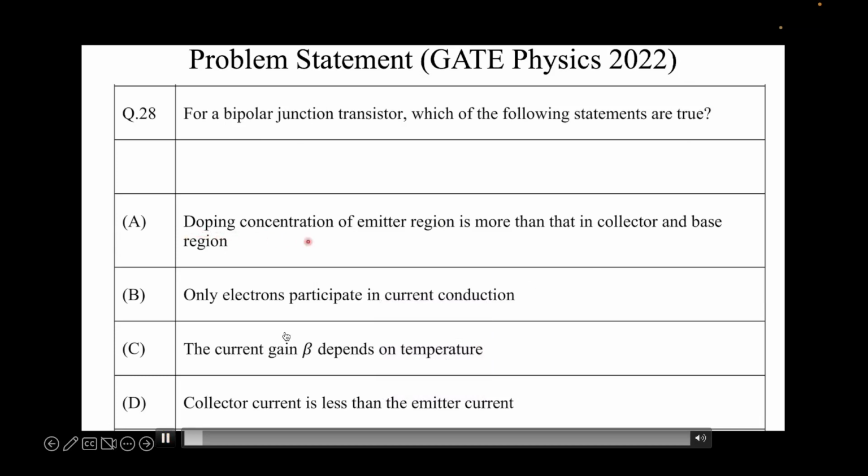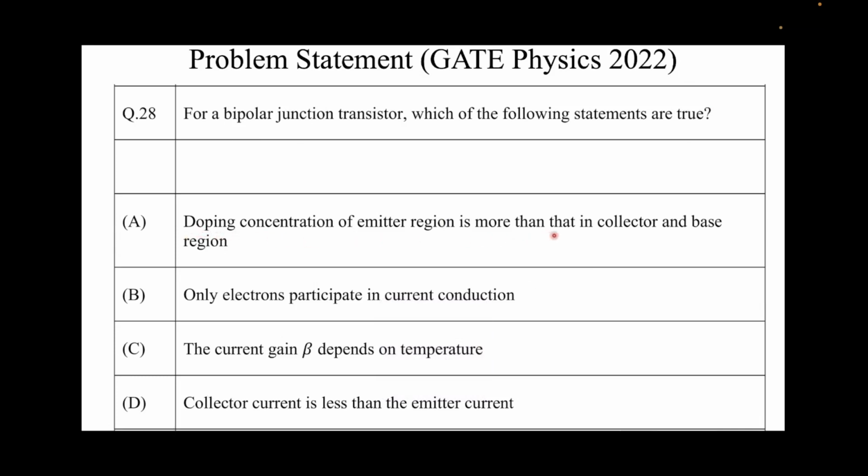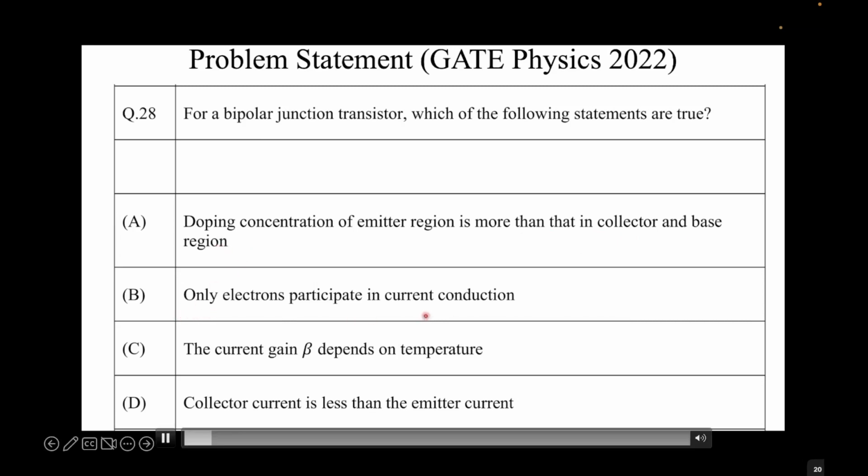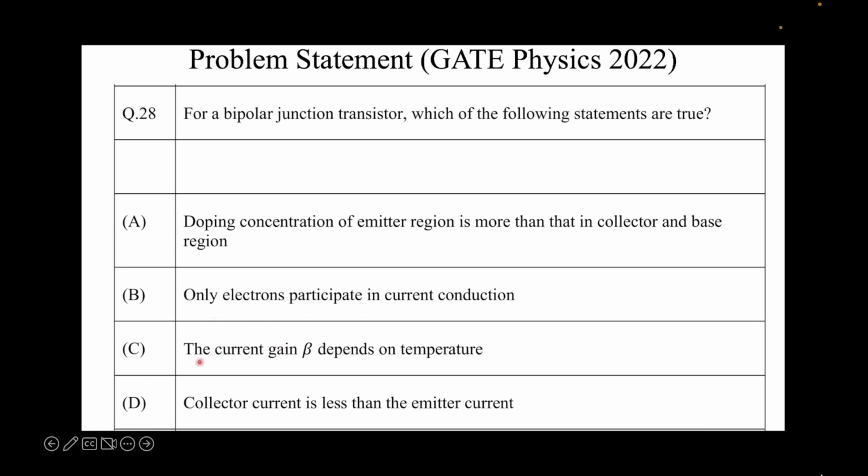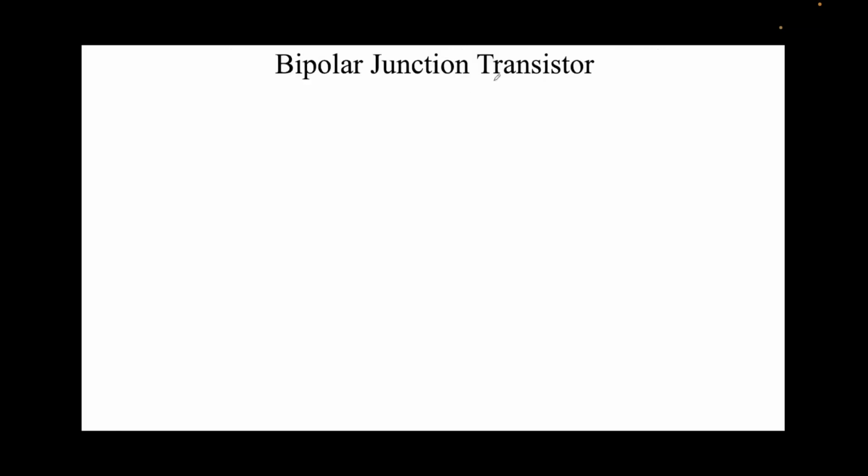Option A, doping concentration of emitter region is more than that in collector and base region. Option B, only electrons participate in current conduction. Option C, current gain beta depends on temperature. And option D, collector current is less than the emitter current. This is a multiple choice question with more than one correct answers, and we'll try to find out the correct answer or answers. The term bipolar junction transistor consists of three separate words.